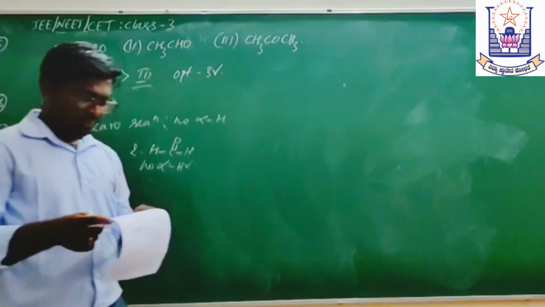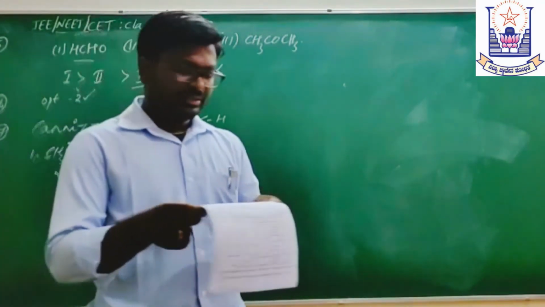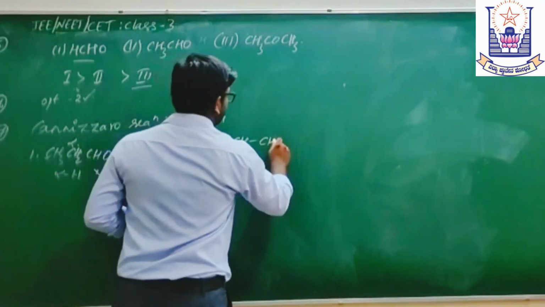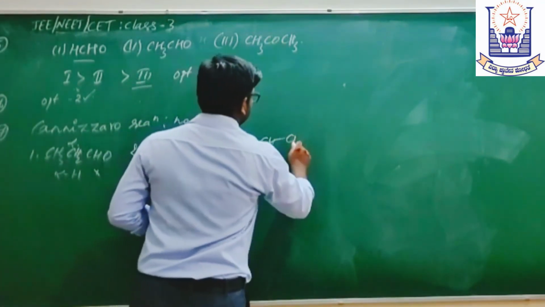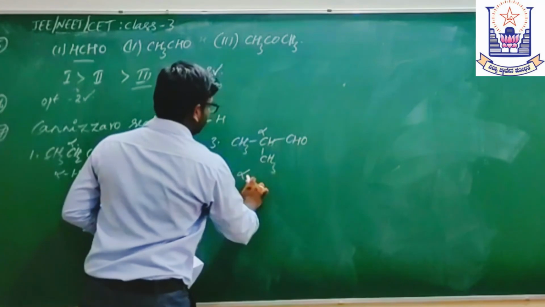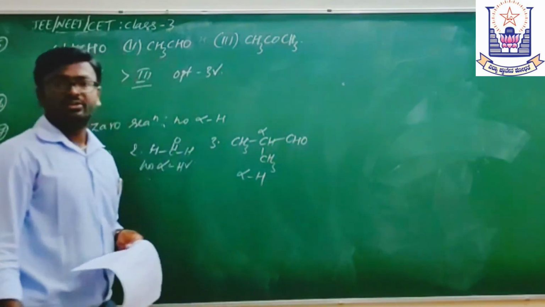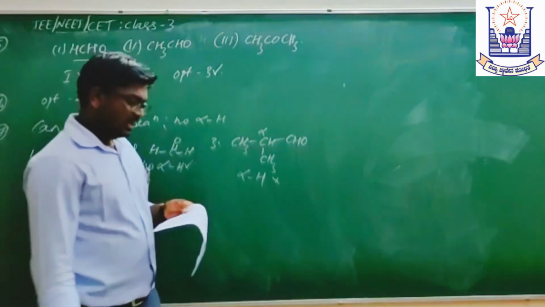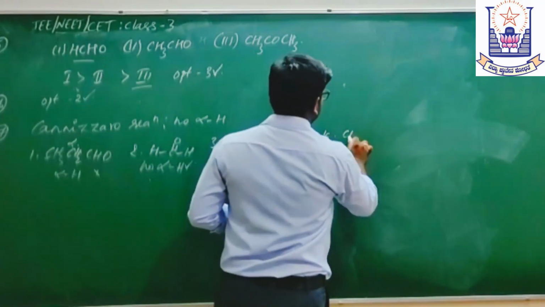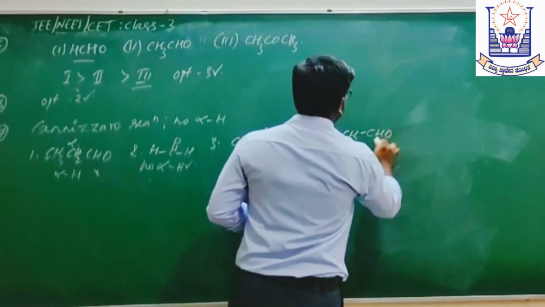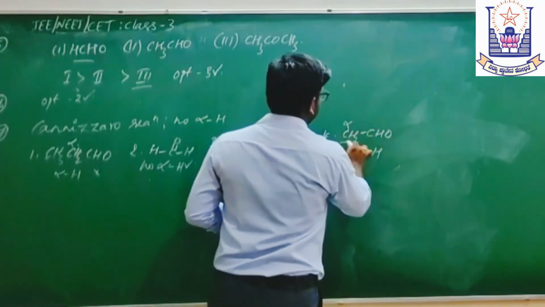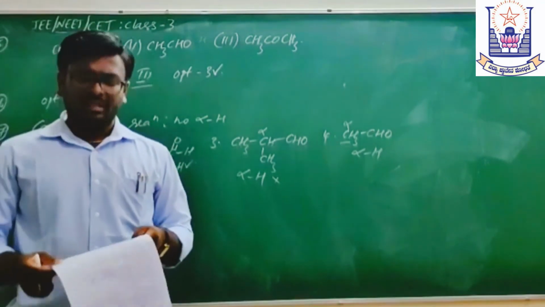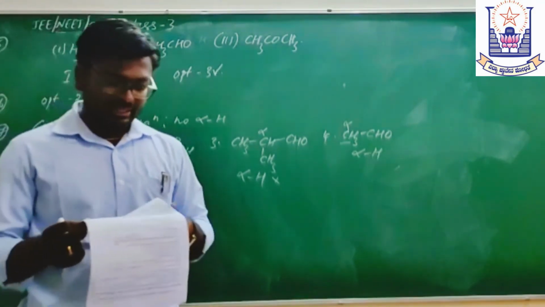And why not option 3? Option 3 is (CH3)2CHCHO. This has an alpha carbon carrying alpha hydrogen. Therefore, it cannot show the Cannizzaro reaction. Come to option 4. This is acetaldehyde. Here we have alpha hydrogen. Therefore, it cannot show the Cannizzaro reaction. So option 2 is the right answer.